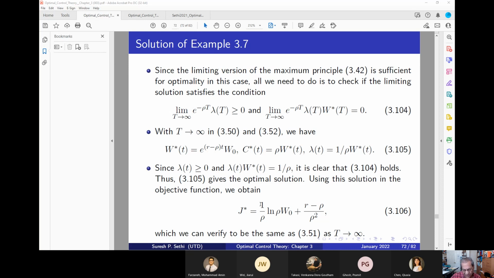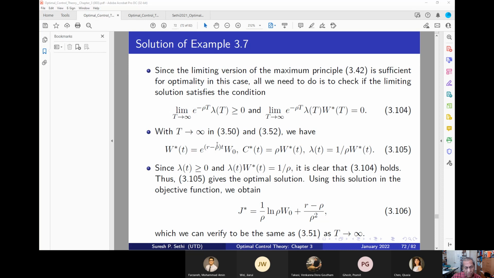And so we can see the value of J star is given by this. And if R is less than rho, clearly your wealth is decreasing over time, and you're consuming in the same way. But if R is less than rho, your wealth is going to 0. Okay.